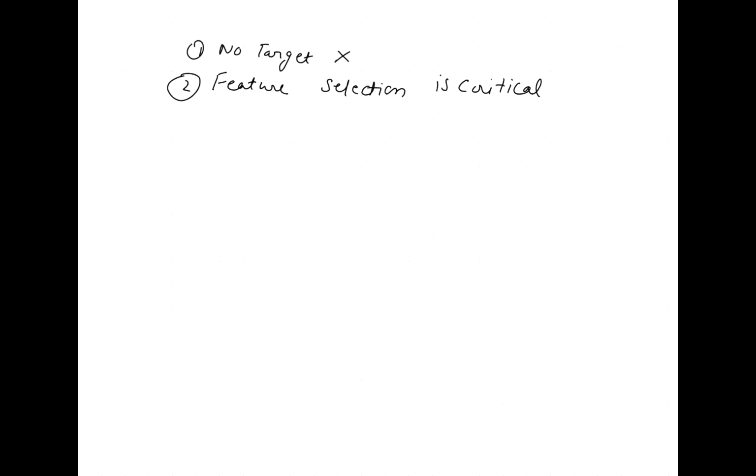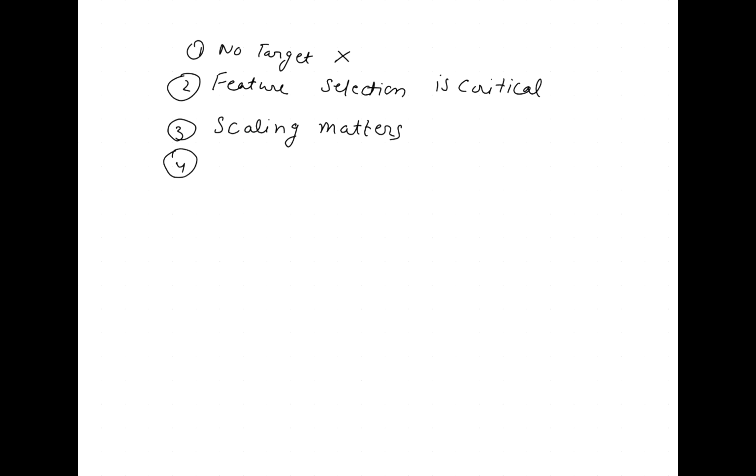There is no target, so we are not going to check any relationship, right? So it's a little bit tough. Feature selection is a critical step. The third is that scaling matters, otherwise your model is going to be biased. So you need to scale the data.